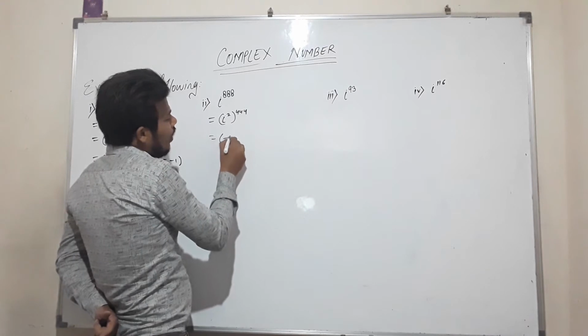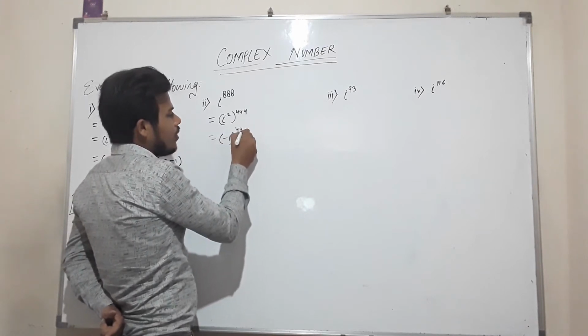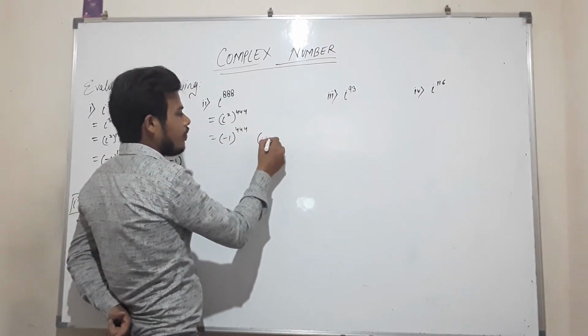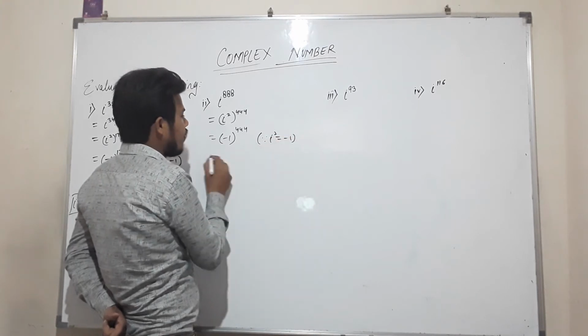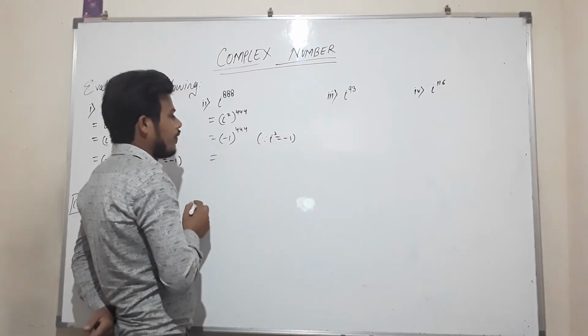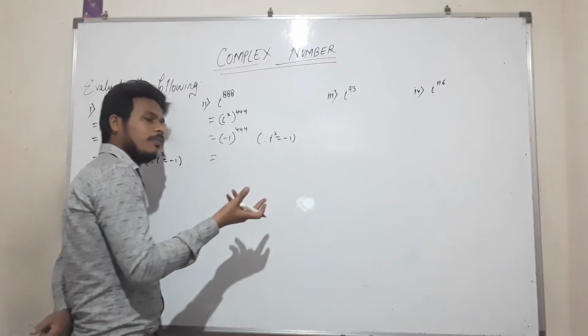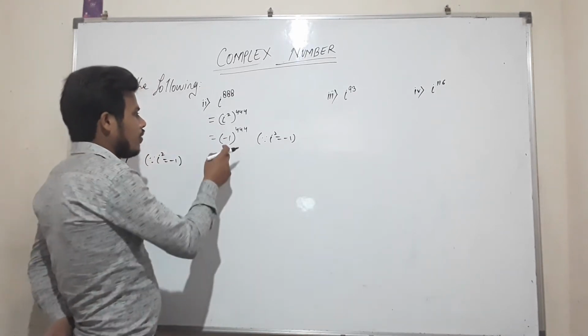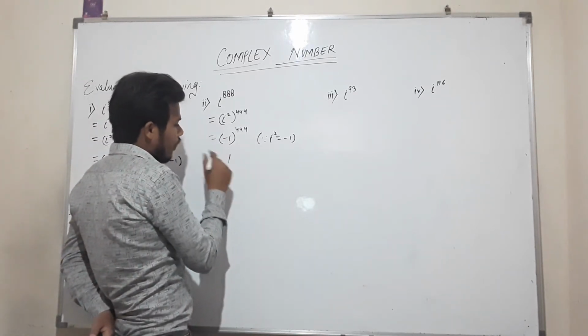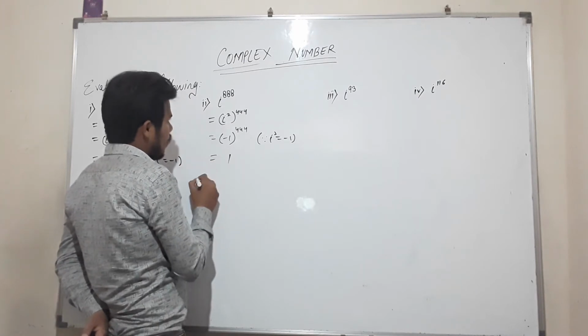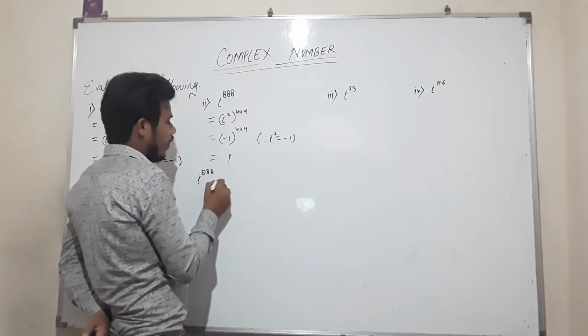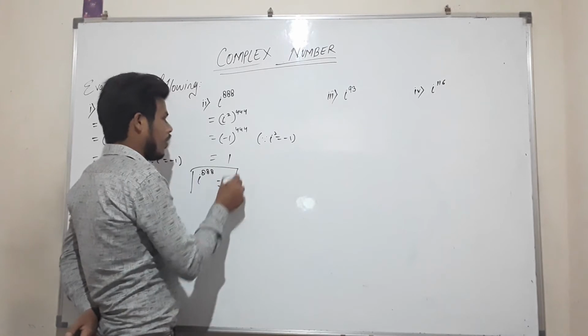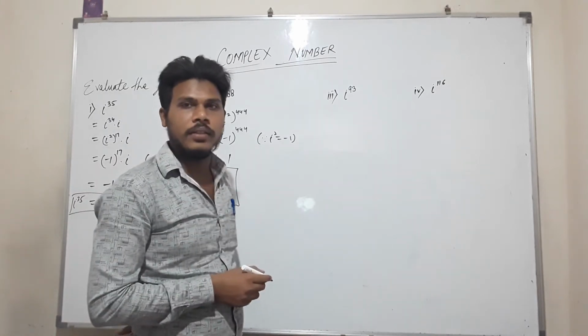Now the value of i square is -1, raised to 444, as i square is equal to -1. So -1 raised to 444 is an even power. So -1 to an even power is always 1. So what value did we get for i raised to 888? 1.